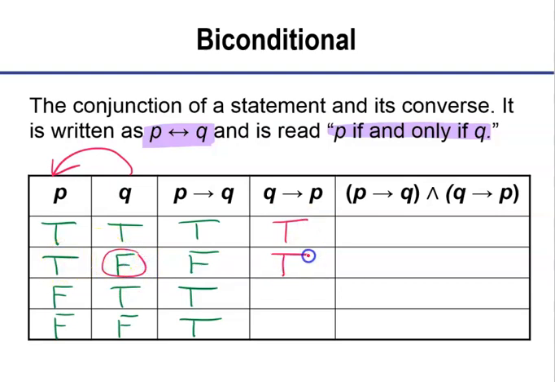That's true. True implies false. Remember, that's the only time it's false. If you start with a true but end with a false, it's false. False implies false is true because I started with a false. All right. Now an and statement.